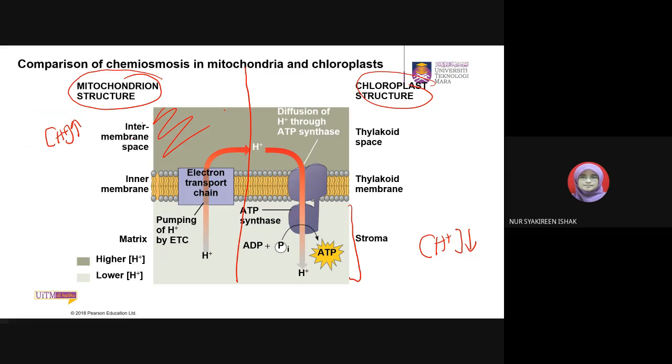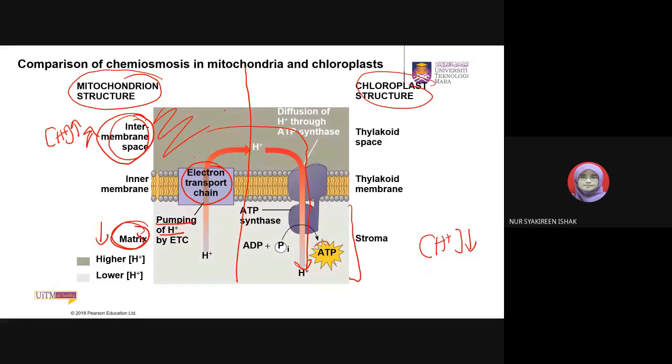Okay, kalau mitochondria melibatkan apa? Region apa? Matrix dengan intermembrane space. Matrix, low concentration of hydrogen ion. Intermembrane space, high concentration of hydrogen ion. So macam mana nak gerakkan dia? Melalui energy released by electrons as the electron travels along ETC. As electron travels along ETC, energy is released and the energy is used to pump hydrogen ion from matrix into intermembrane space, and then when there is a high concentration, they can diffuse back through ATP synthase back into matrix, and produces ATP.